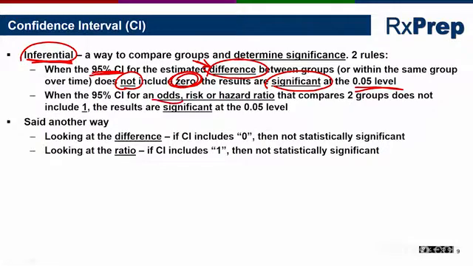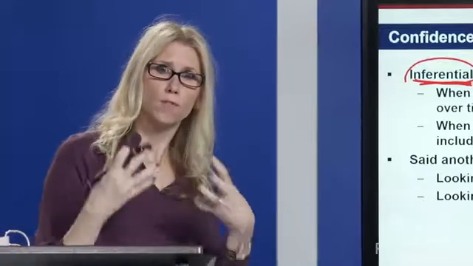Now, if you're looking at data in terms of odds, risk, or hazard ratio, so we say the ratio, because it doesn't matter if it's a risk ratio, a hazard ratio, or an odds ratio, you're now seeing if that confidence interval includes the number 1. If it does not include the number 1, again, the results are significant. So get comfortable with this.